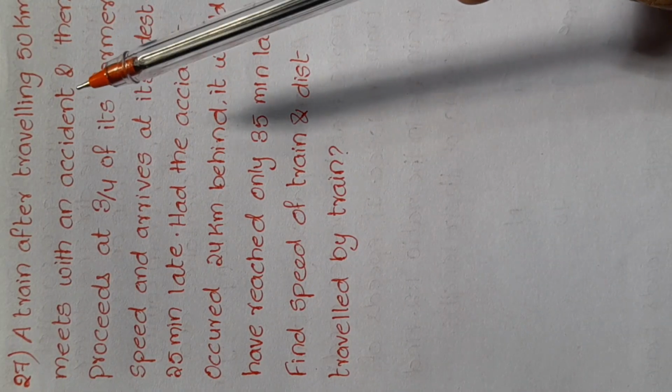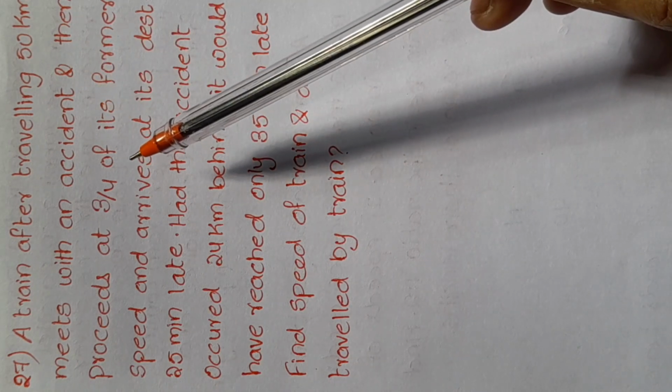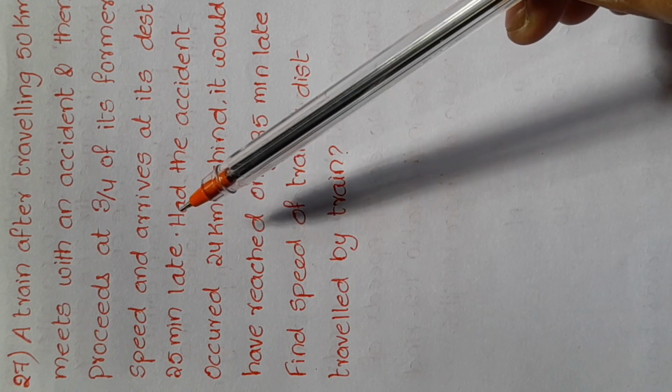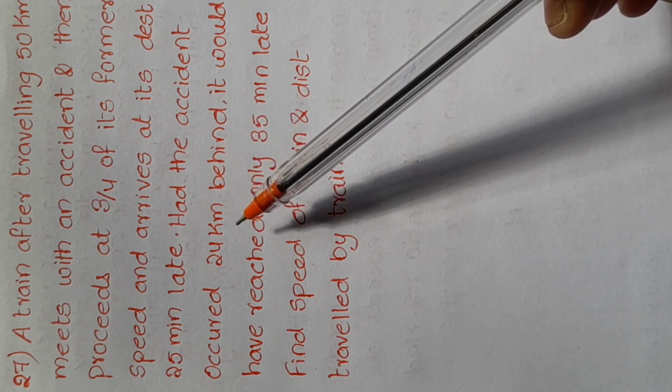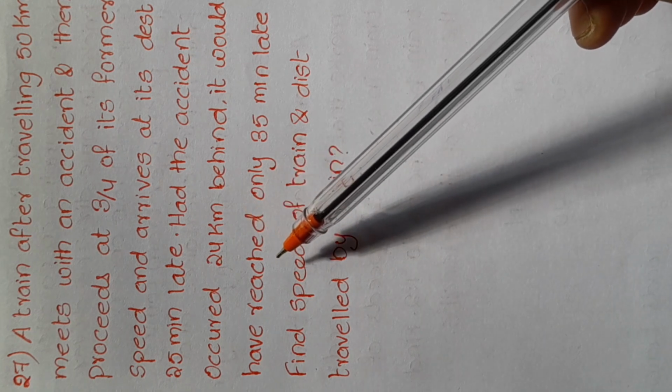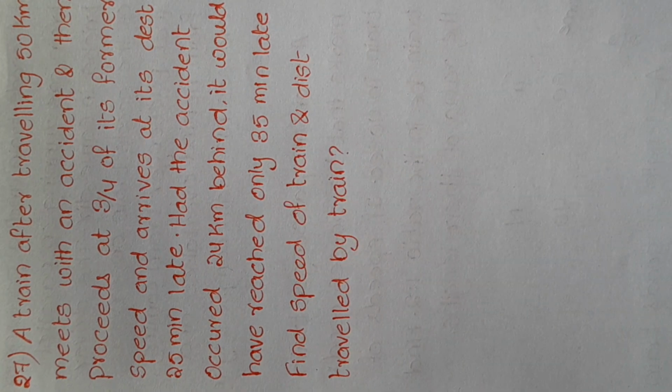Question number 27. A train, after travelling 50 kilometers, meets with an accident and then proceeds at 3/4 of its former speed and arrives at its destination 25 minutes late. Had the accident occurred 24 kilometers behind, it would have reached only 35 minutes late. Find the speed of the train and the distance travelled by the train.